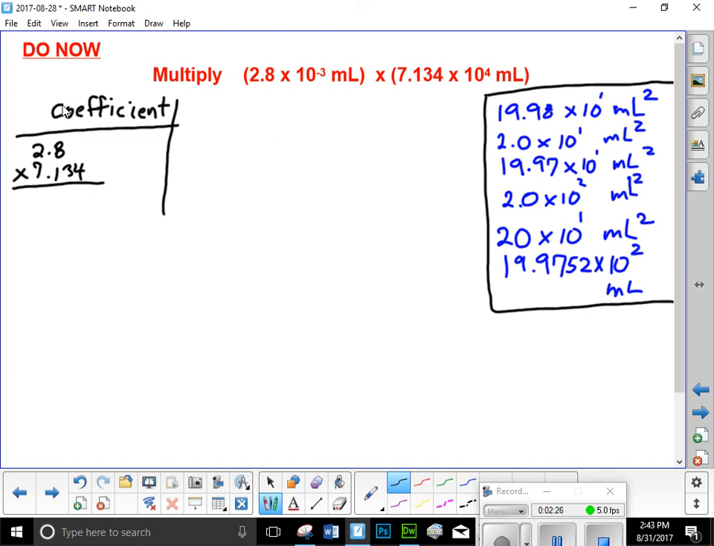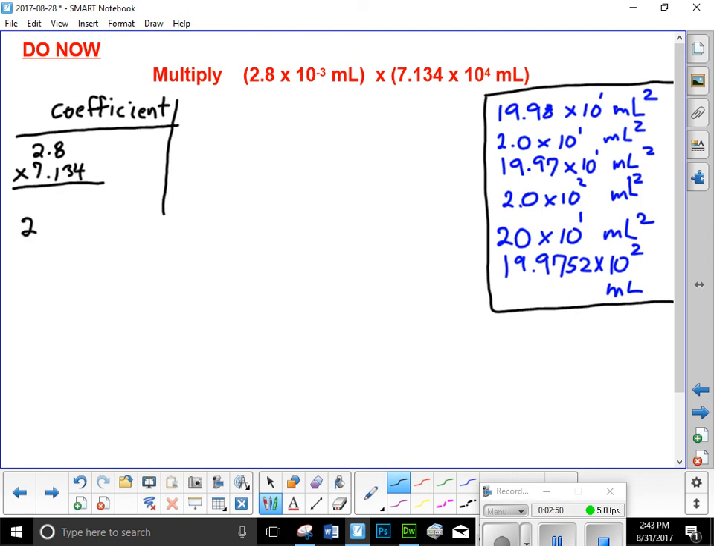So now we got the 2.8. We're going to multiply by 7.134, and the number that comes up on my calculator is 19.9752. That was my answer. Anybody get a different answer? Okay, great. So we probably have the right answer, and so let's go ahead and put that down.